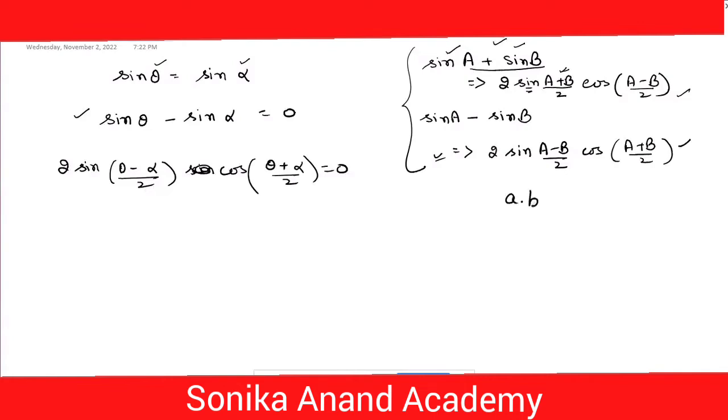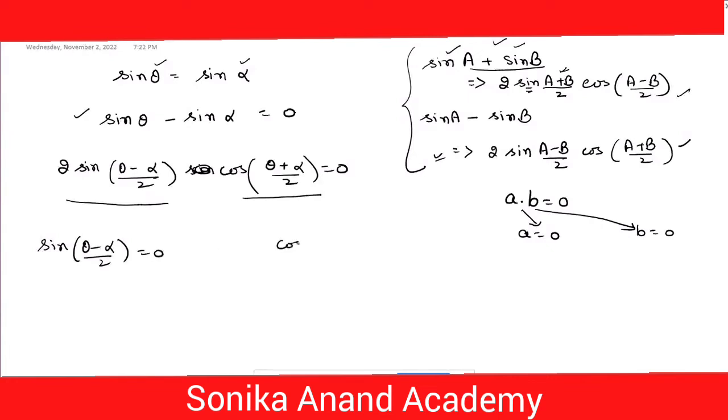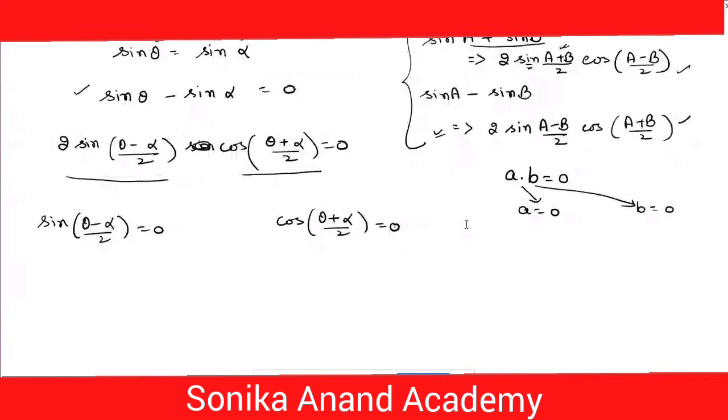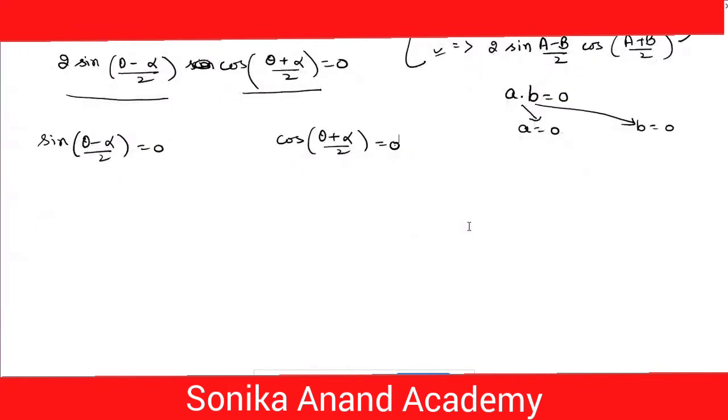For example, we have a condition A dot B is equal to 0. Either A can be 0 or B can be 0, for these two conditions. In the same way, we split these two. Sine theta minus alpha by 2 is equals to 0. Similarly, cos theta plus alpha by 2 is equals to 0. Now we have to solve for them one by one.